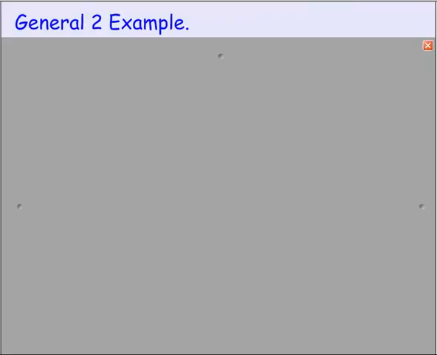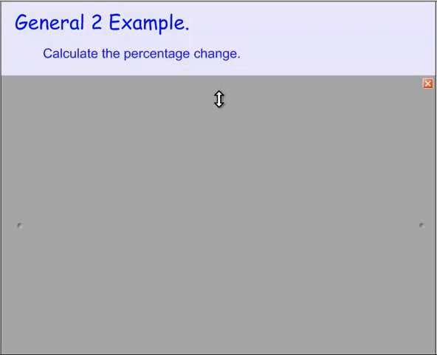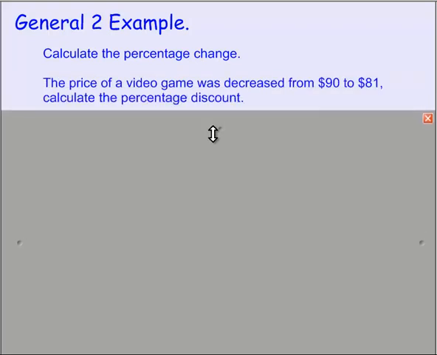Okay, last example is for the students intending to do General 2 next year. It gets a little harder, and it's a little backwards to what we've just been doing. So we're actually going to calculate the percentage value when we're given quantities rather than calculate the quantity of a percentage change. So here we have the price of a video game was decreased from the original sale price of $90 to $81, and we actually have to calculate the percentage value of this change.